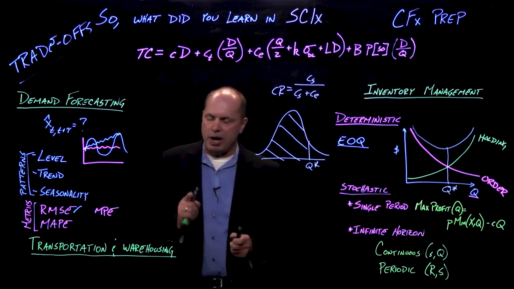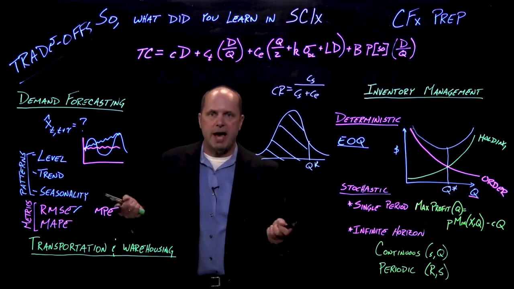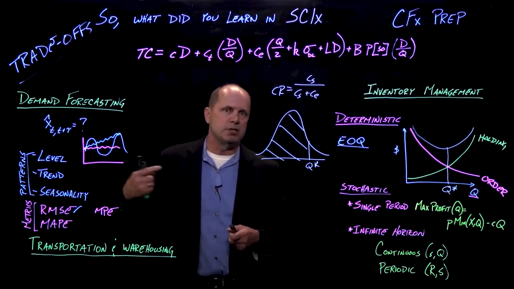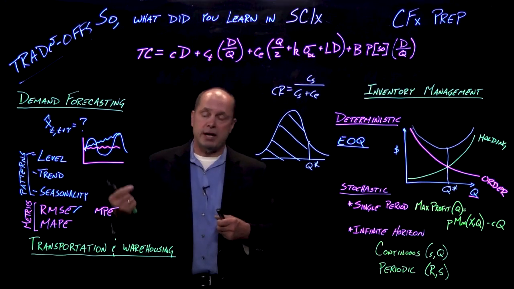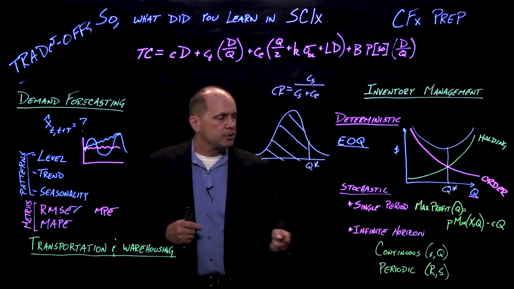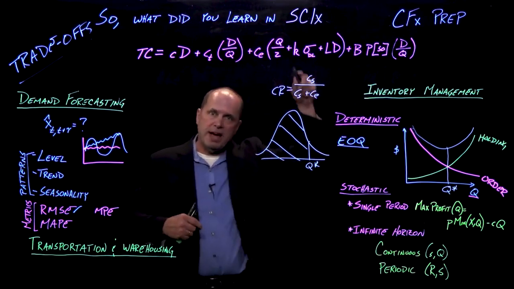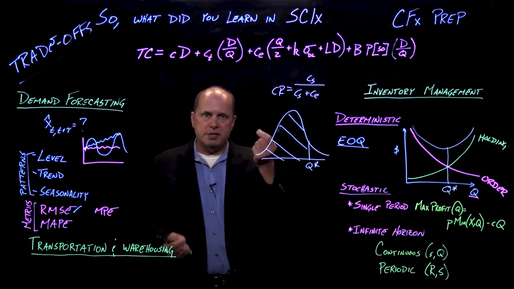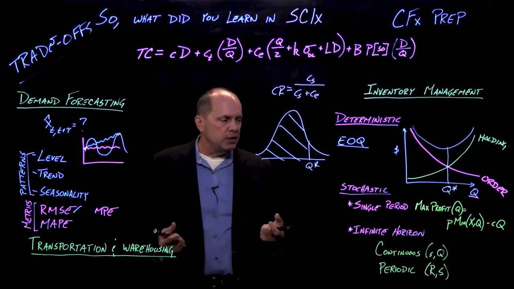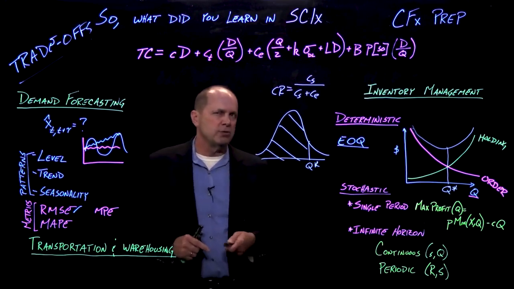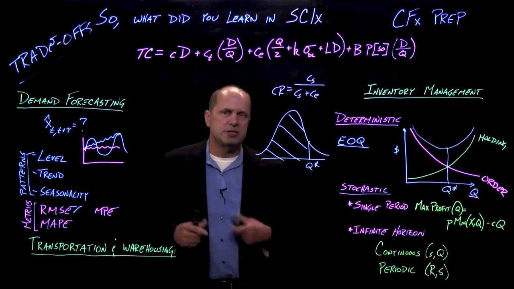Periodic is a little different, where I only check my inventory periodically. I check it once a week, once a month, and that's the only time I can check it and place an order. So that's every R time periods I order up to this big S. And these are just two policies that you can put in place, and they're widely used. Periodic is more widely used in retail. Continuous can be used in some other areas.